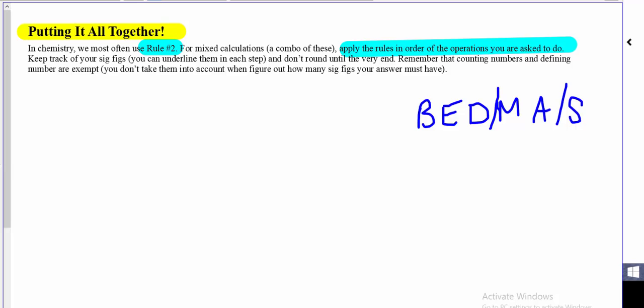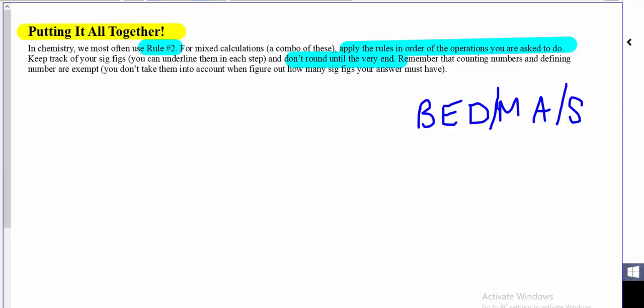Keep track of your Sig Figs, and this is what we're going to talk about in this lesson. I'm going to work through an example with you where we have to add, subtract, and or multiply and divide, and it's really key not to round until the very end of your calculation. And you might say, well, why wouldn't I round? Because that makes more sense. Then I can keep track of my Sig Figs.